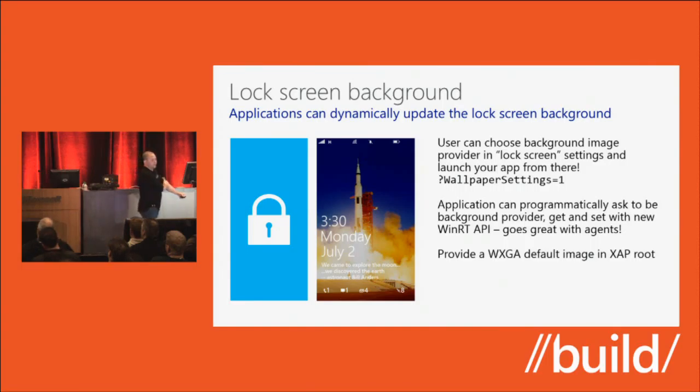We recommend that you put a WXGA image in the root of your package. This image would be used if your app had never had a chance to run. So imagine the user downloads your app from the store, hasn't run it yet, goes to the settings CPL and sees, oh, hey, cool new app can do my lock screen. Once they pick that app, this default image is what would be shown automatically on the lock screen. So even if they haven't run it yet, they turn the phone off and back on to see the lock screen, they see something relevant to your app, so they know it worked. Whenever they set it, it really was your app that's now in control of the lock screen.